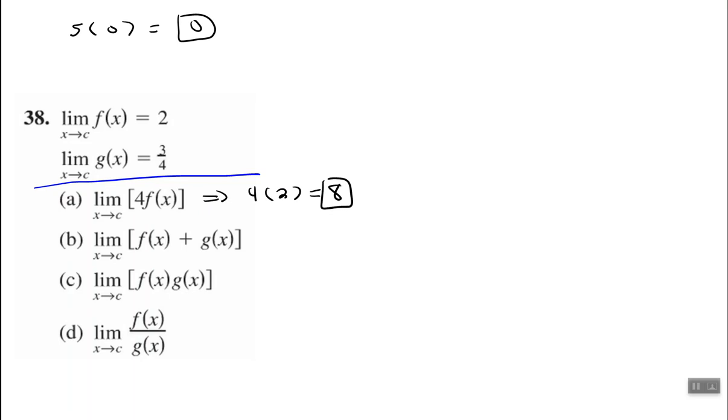All right, what about the limit of f of x plus g of x as x approaches c? Well, that's our sum rule, and all we have to do is find the limit of each one of the functions, which we are given. So the limit of f of x in this case is 2. The limit of g of x is 3/4. So 2 plus 3/4, or 11/4 if we write that in fraction form.